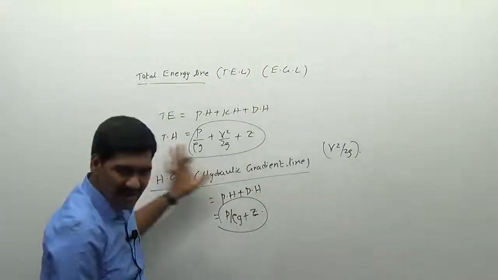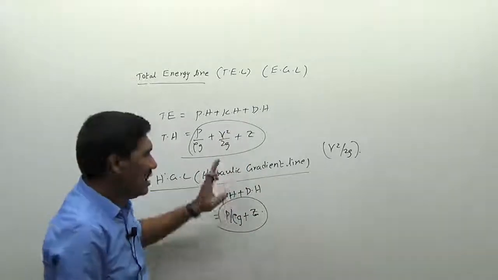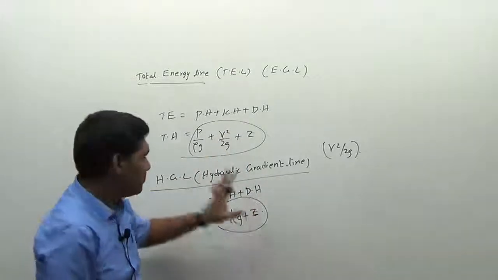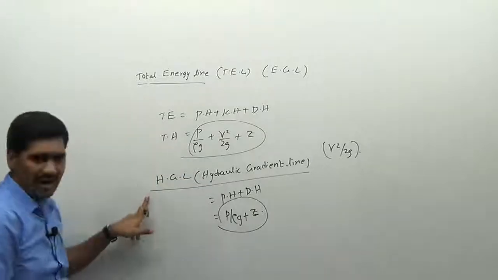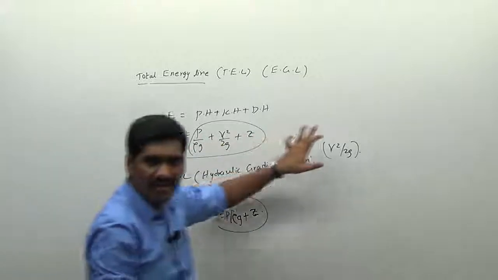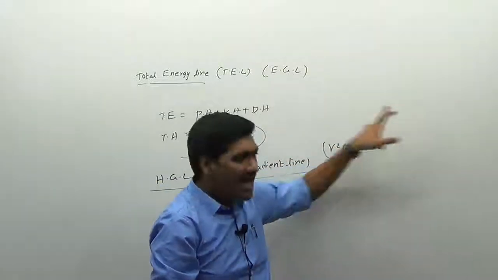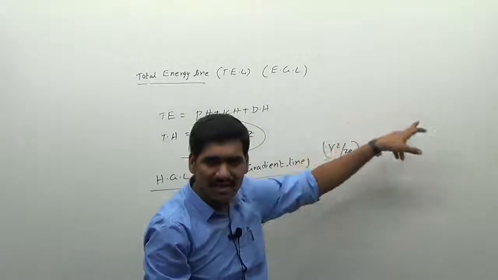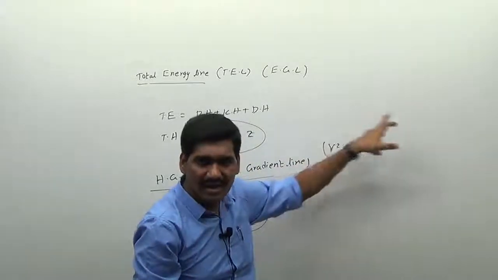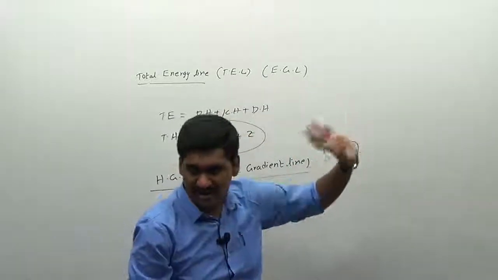I will just draw the lines and I will come back and explain this concept once again clearly, because without figures you cannot get the concept. I am just telling what is meant by total energy and gradient line. If you determine the total energy at different points in a given pipeline, and if you join all the points, that line is called the total energy line, or it is also called the energy gradient line here.